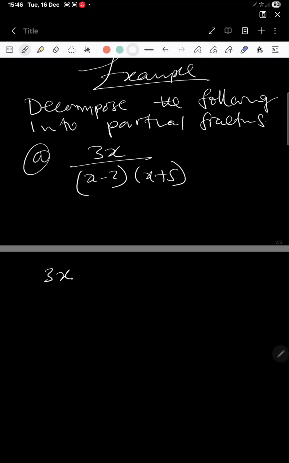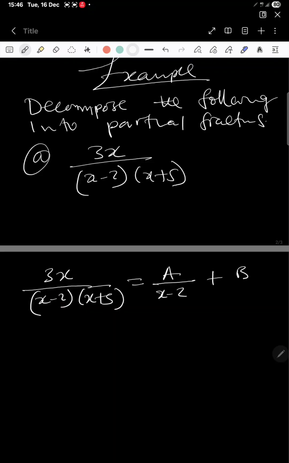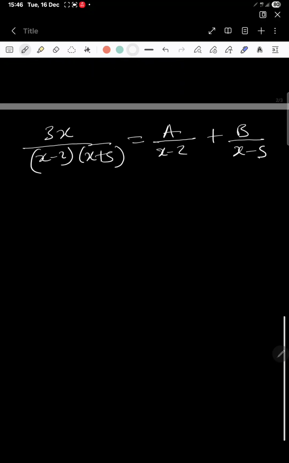So the whole question is 3x over x minus 2 and x plus 5. Then you close. From there, to decompose, you say A over the first factor, which is x minus 2, plus B over the second factor, which is x plus 5. Then you just need to get the values of A and B. So always, if you have two factors, you say A over this and B over this. That is only if it is a linear factor.